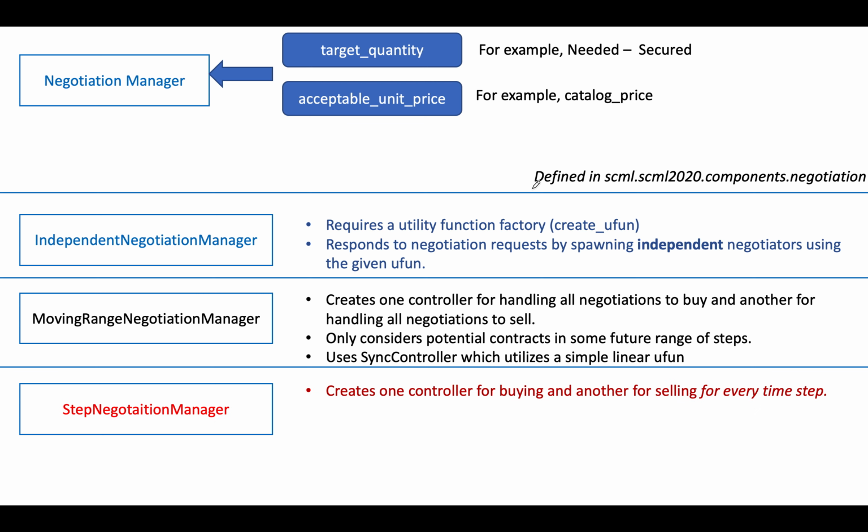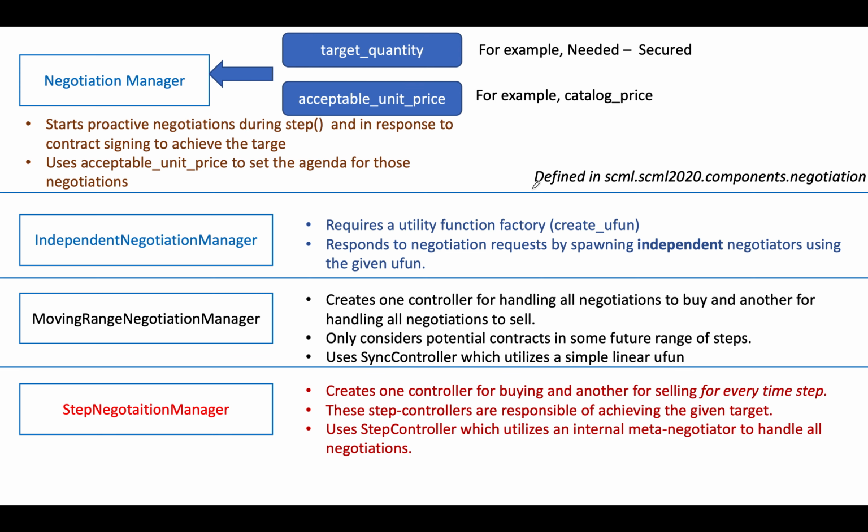And then there is a step negotiation manager. This step negotiation manager creates one controller that's responsible for every negotiation step. And it tries to achieve the target of this step, then stop any negotiations on that step after that. These step controllers are responsible for achieving the given target, and they use a step controller service, which utilizes an internal meta-negotiator to handle the negotiations. That's a mouthful, but what's actually happening is that this step controller that we implement treats all negotiations in the same way. So it uses the same negotiation algorithm in all of them. Of course, that can be improved upon.